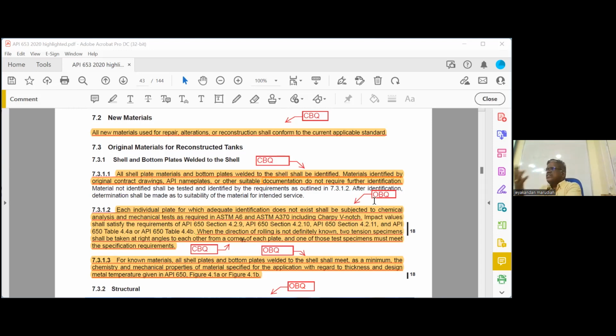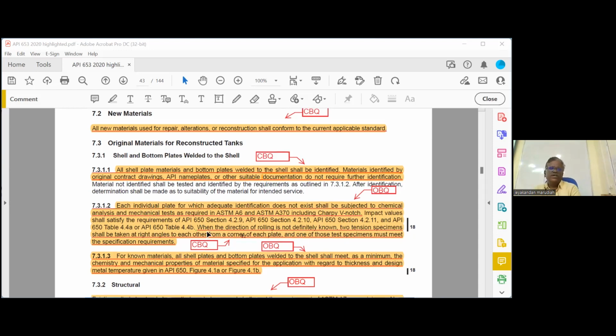Suppose you don't know which direction the plate is rolled, what will you do? You have to take 2 specimens at 90 degrees. At least one should match the requirement. That's all. Okay, highlight this one. When the direction of rolling is not definitely known, two tension specimens shall be taken at right angles to each other from the corner of each plate, and one of those test specimens must meet the specification requirement. At least one should meet the tensile test, then it is accepted.